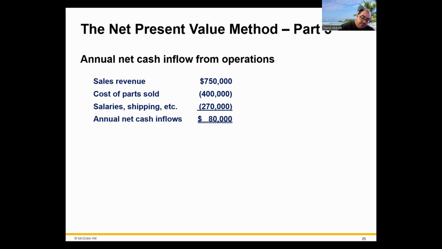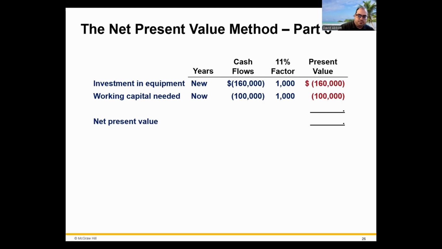We figure that out by looking at this. At the starting point, their annual net cash inflow from operations would be 80,000. Their sales revenue was 750,000. The cost of the parts sold was 400,000, and then salaries and shipping was 270,000. So the net annual cash flow would be 80,000. Now, since the investment in equipment, 160,000, and working capital, 100,000, occur immediately, the discounting factor used is 1.